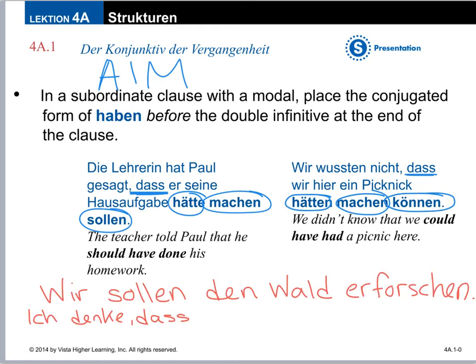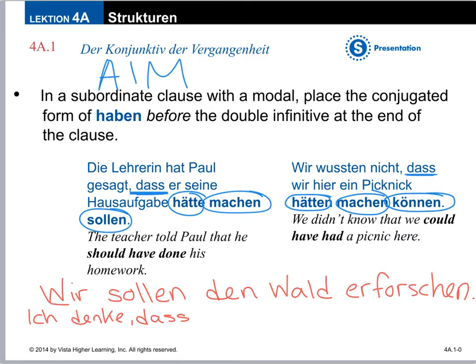So making our own example using some of our unit vocab, if I wanted to take the sentence, wir sollen den Wald erforschen, we should explore the forest. If it were Konjunktiv der Vergangenheit, it would say we should have explored the forest. Well, I want to put that into a dass clause. I think that we should have explored the forest.